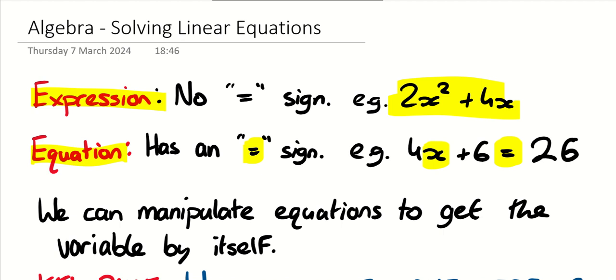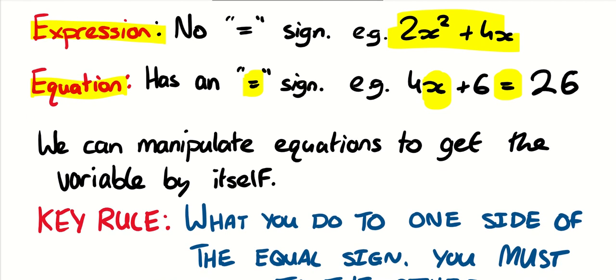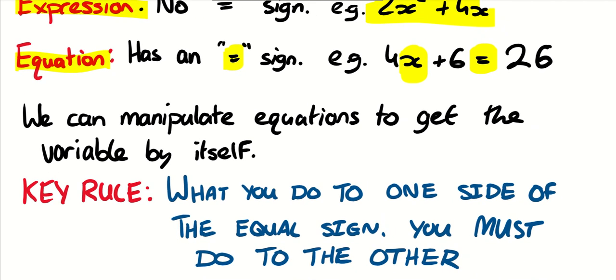Okay, so we are able to manipulate equations to get the variable by itself. So the variable is x, or it could be p or q or y or something. But we can manipulate these. We can add, subtract, multiply and divide to get the variable by itself. Now, when you are doing this, there is a key rule that you always need to remember. What you do to one side of the equal sign, you must do to the other side.